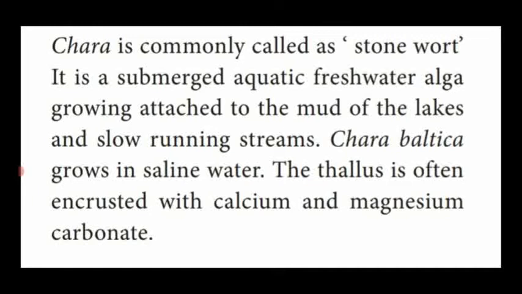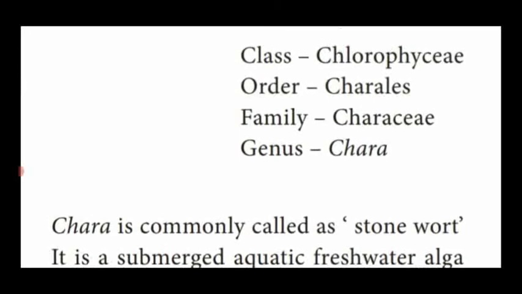Some of the alga which are living in the high saline water, that means salt water. Example, Chara baltica is the important one mark question. The Chara baltica which lives in the saline water, that means high salt water. The thallus is contained with calcium and magnesium carbonate. So thallus is often encrusted, that is made up with calcium and magnesium carbonate. So this is the habit and habitat of chara.